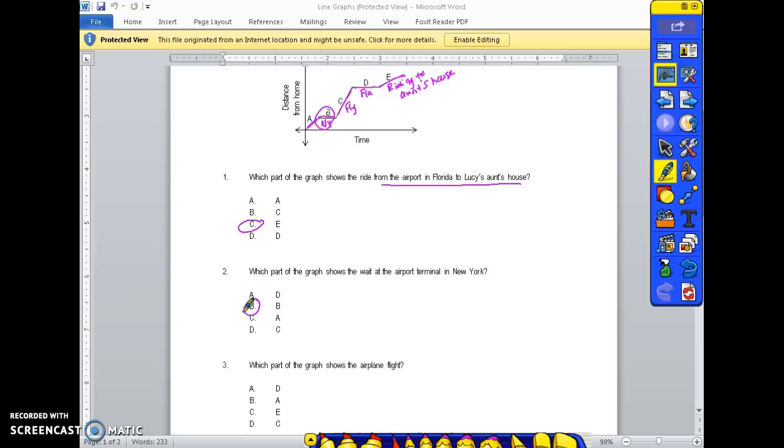Number 3, which part of the graph shows the flights? C is where the most distance is changing from home over time. So that's going to be C, which is choice D.